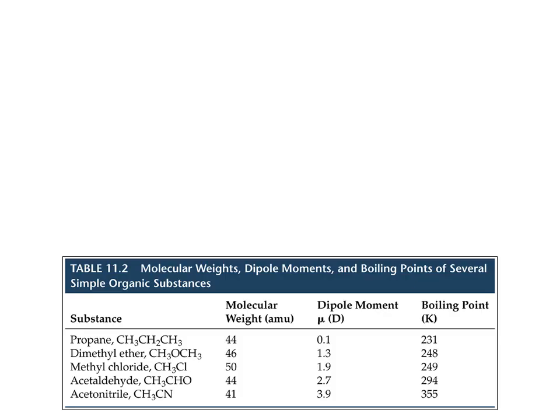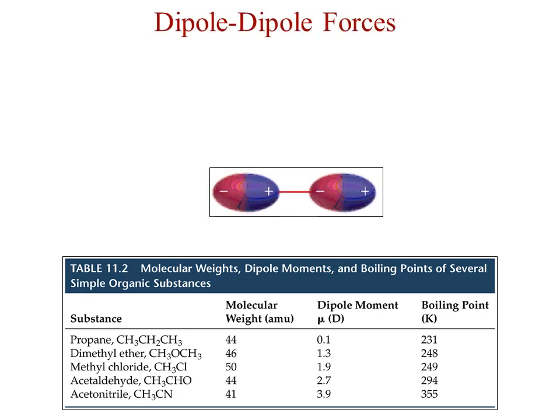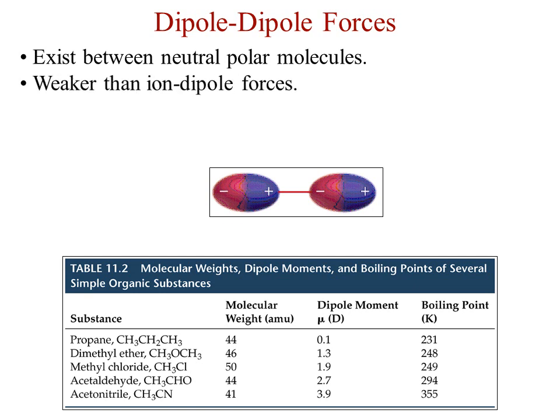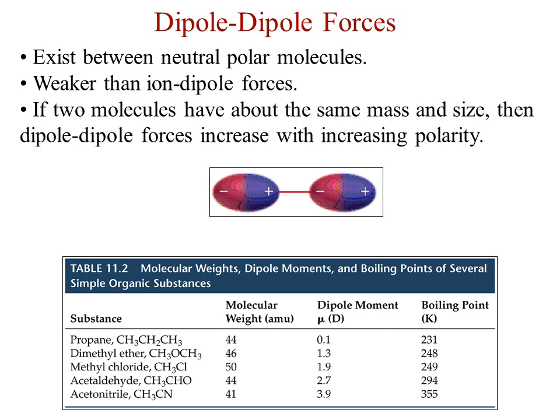The second intermolecular force is called a dipole-dipole force. Sometimes I nickname it dip-dip, just to talk faster. So anyway, it exists between two polar molecules. It's weaker than the ion dipole force, and if you have two molecules with about the same mass and size, they have about the same amount of London dispersion force. But the dipole-dipole force is going to increase if you have more of a polar molecule.